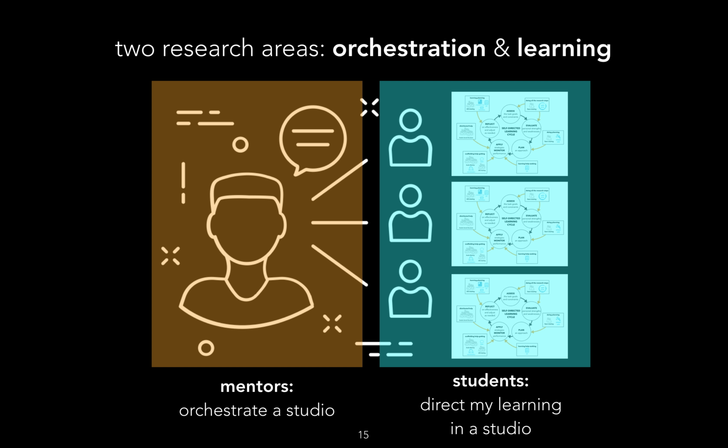So I kind of realized that, and this is just another visualization, but the design space is really here on the left side of, if I'm a faculty mentor, how do I actually orchestrate the studio? And less on, if I'm a student, how could I better self-direct within a studio?